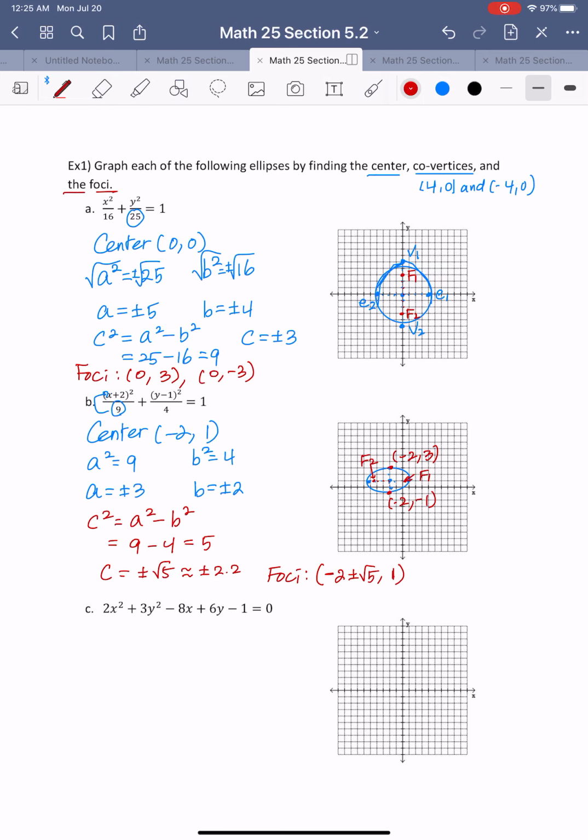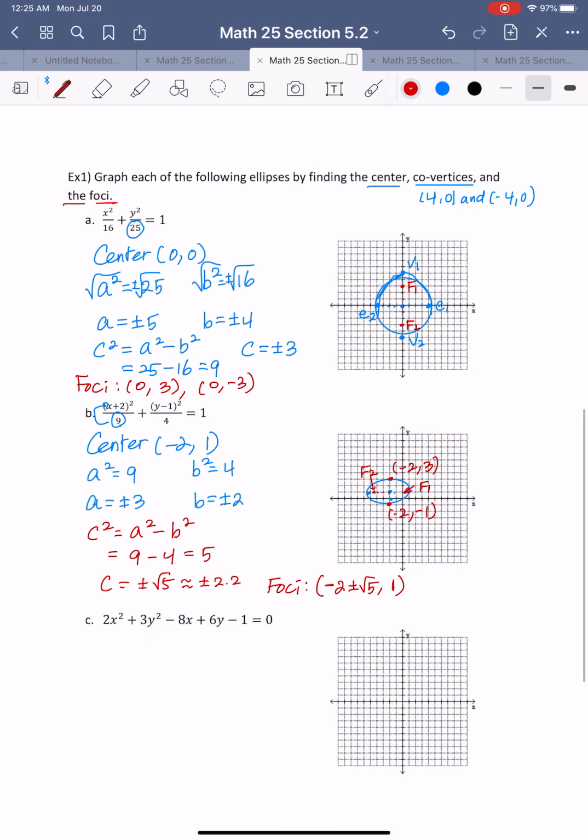All right, next: 2x squared plus 3y squared minus 8x plus 6y minus 1 equals 0. So how do you know this is not a circle? There's a big clue, because of the 2 and 3. The x squared and y squared come with different coefficients, so it's going to be an ellipse and not a circle. In order to find the center, we have to work it out. So how do you work it out?